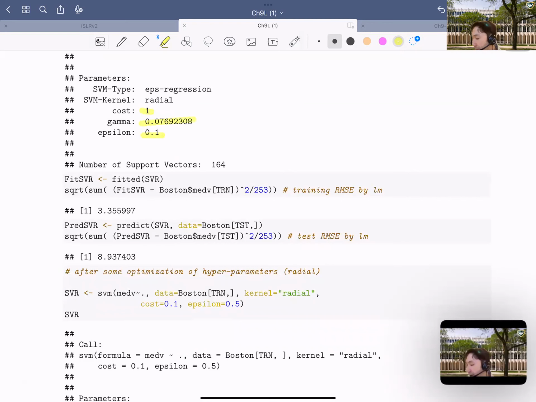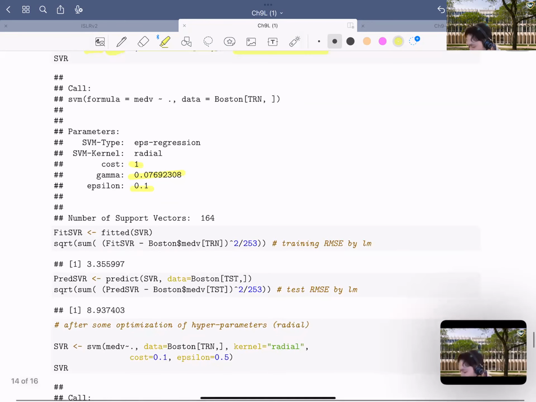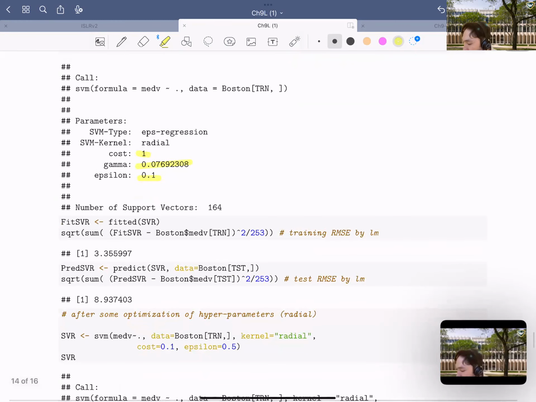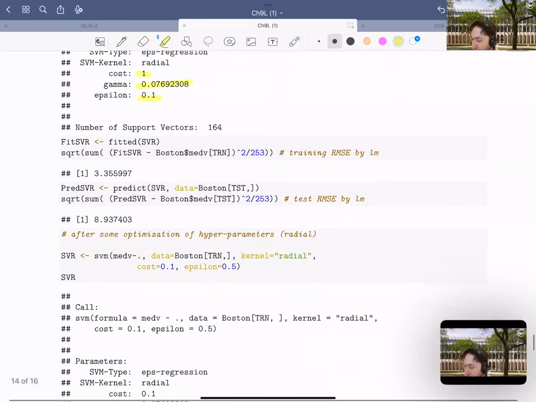Gamma is, I think, the parameter in the radial basis function, the coefficient of the exponential part. You can check the help of the SVM function in R. Then we can get the training error of 3.35 and the test error of 8.93.